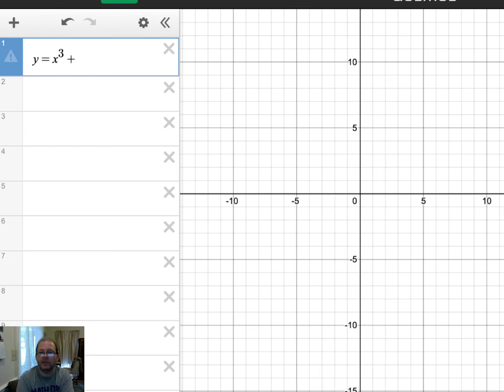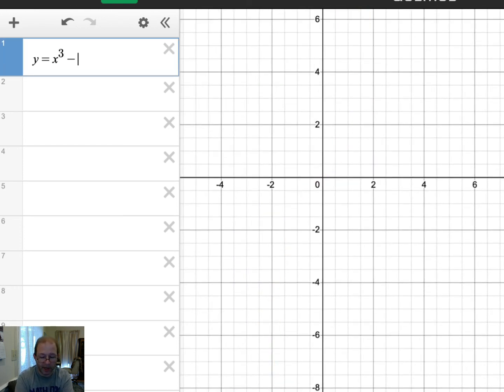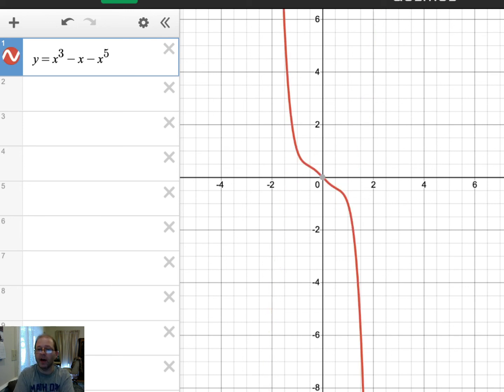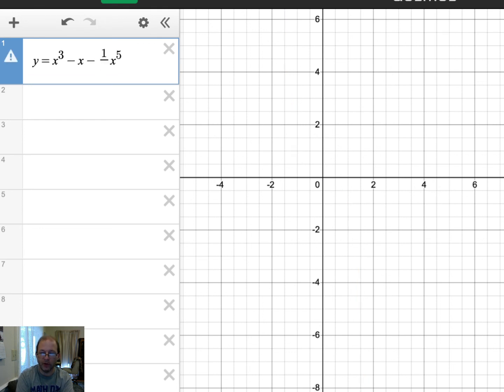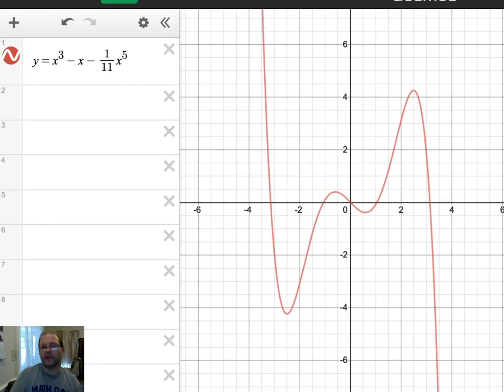X cubed plus x, that's also odd. X cubed minus x to the 5th. Now that's going to be a big graph. When I say a big graph, I mean it's going to grow very fast. Let's shrink this down. X to the 5th times 1/11. There we go. That looks fun. But sure enough, that's an odd graph.